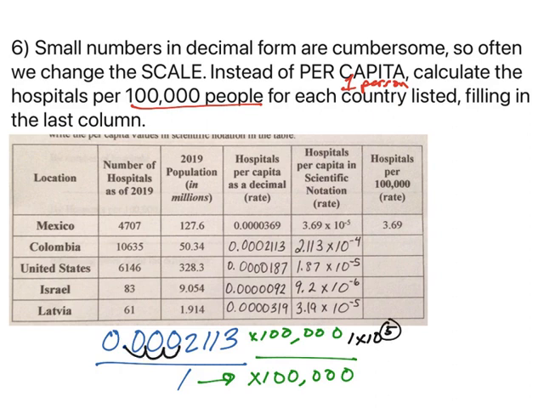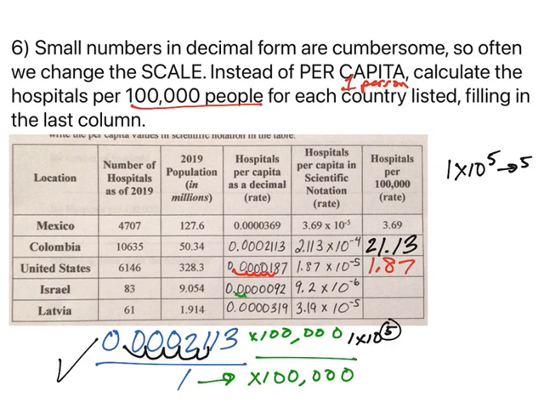So 1, 2, 3, 4, 5. Colombia is going to be 21.13. This is the mathematics behind it, but the easy way is thinking this is 1 times 10 to the 5th, and therefore we can move the decimal to the right 5 places, right? That's the mathematics. So we get to the United States, 1, 2, 3, 4, 5, 1.87.